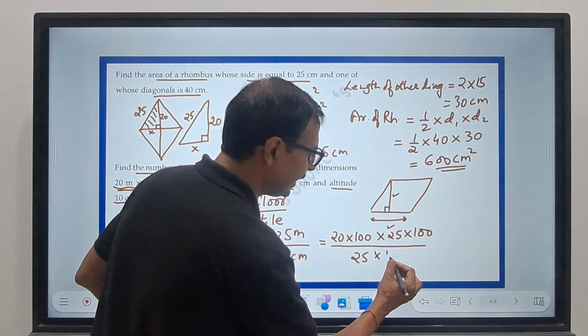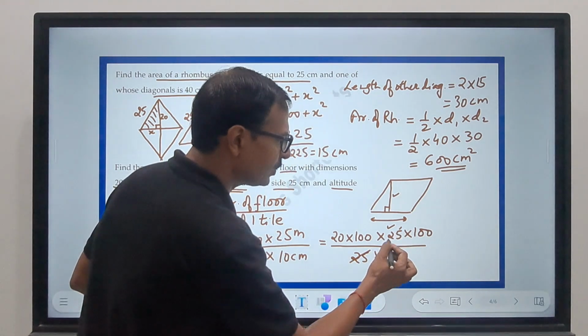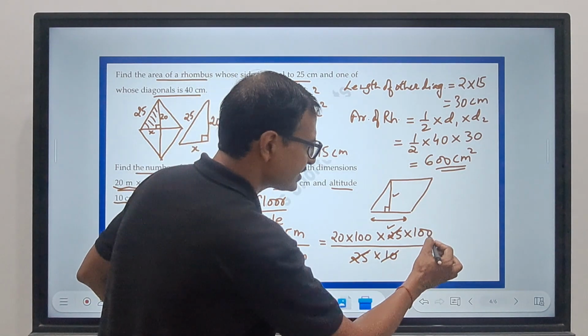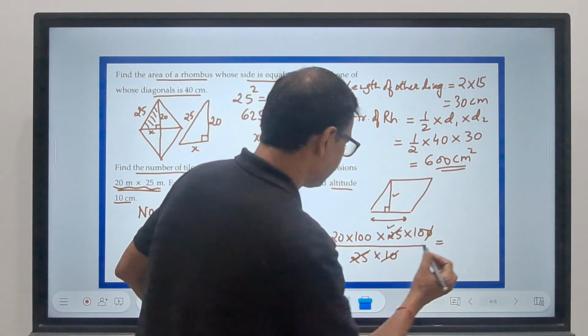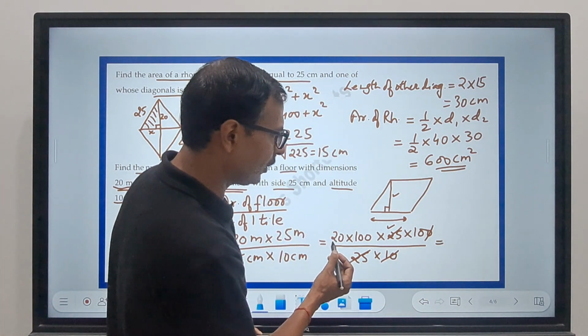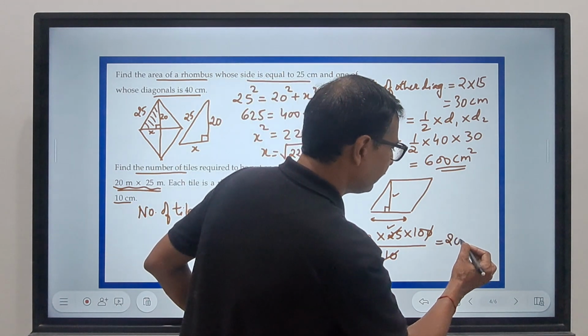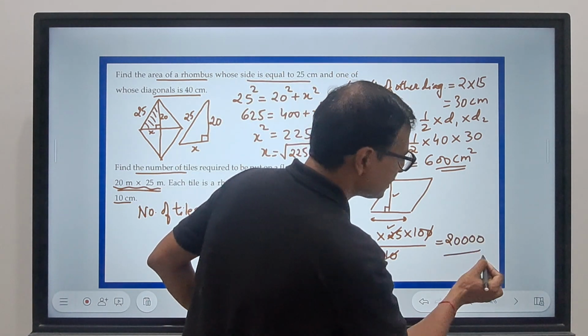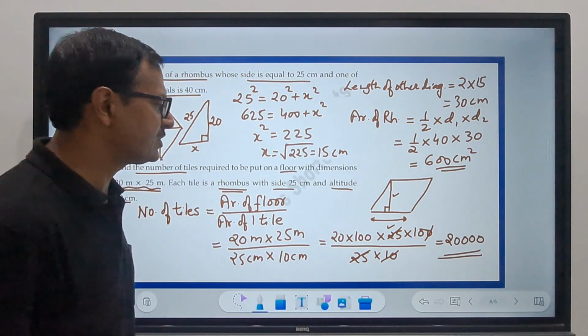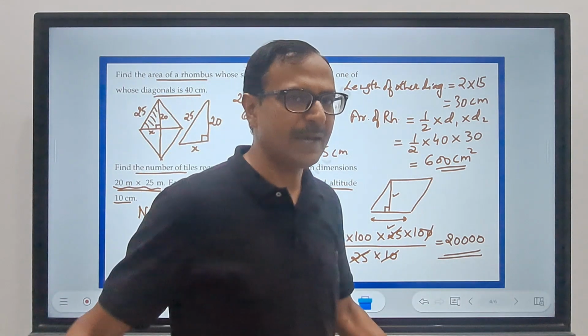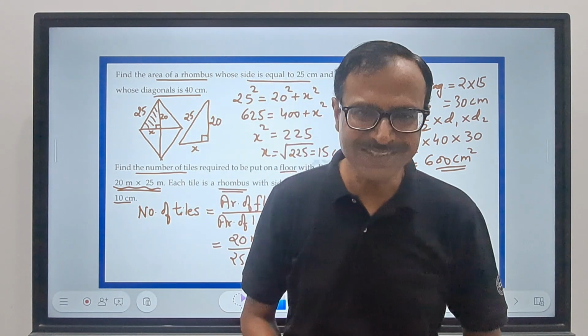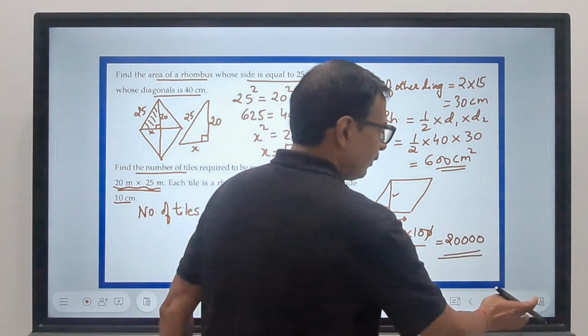So 25 cancels out, 10 cancels this, and you have your answer. 2 followed by how many zeros? 1, 2, 3, 4. 2 followed by 4 zeros. So 20,000 tiles will be required to cover the entire floor. Right? Another question of polygons.